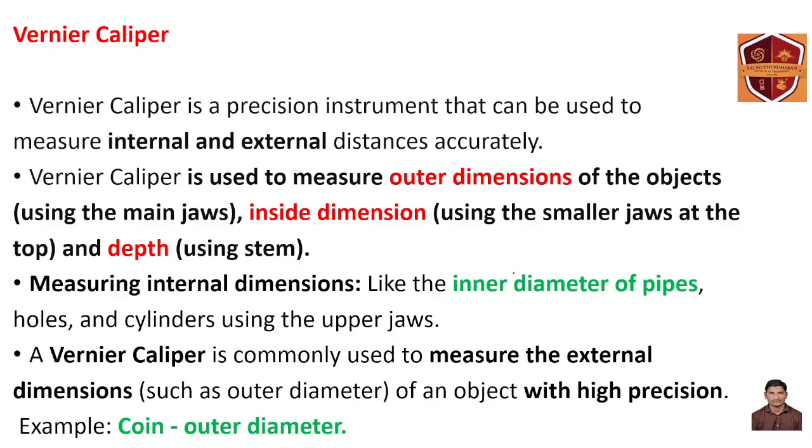Next one, vernier caliper. Vernier caliper is a precise instrument that can be used to measure internal and external distance accurately. That means you can easily measure the outer dimensions, inside dimensions, or depth. For example, you can find out the inner diameter of the pipe by using internal dimensions. If you want the coin's outer diameter, you can easily find it out by using the vernier caliper.